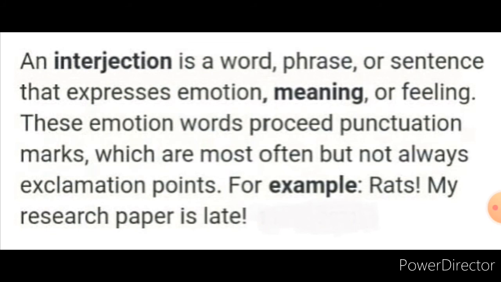So here it is mentioned with the exclamation mark. An interjection is a word, phrase or sentence that expresses emotion. It gives an idea about the emotion, meaning or feeling in a sentence, and it is indicated by a punctuation mark such as an exclamation mark. A word, phrase or sentence that expresses emotion or feeling is known as an interjection, and it closes or begins with an exclamation mark. There we can identify that this is an interjection, which is a part of speech.